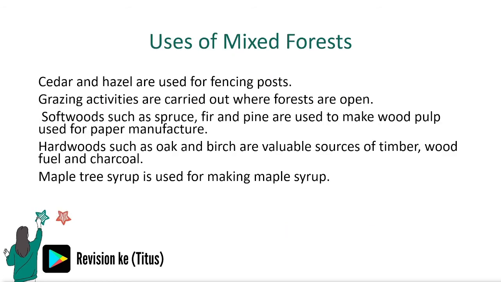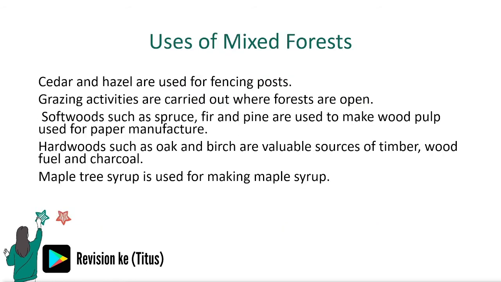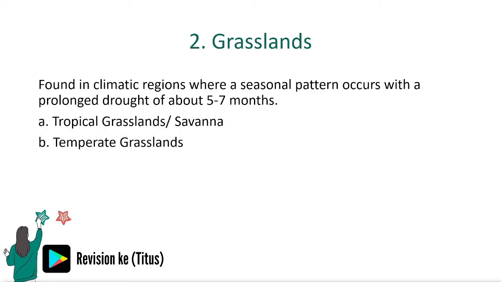Cedar and hazel are used for fencing posts. Grazing activities are carried out where forests are open. So hardwoods such as oak are a valuable source of timber, wood, fuel, and charcoal. Maple tree sap is used for making maple syrup. So you can notice that in the uses, we're having a mixture of the deciduous and the coniferous trees. Let's look at the grasslands.